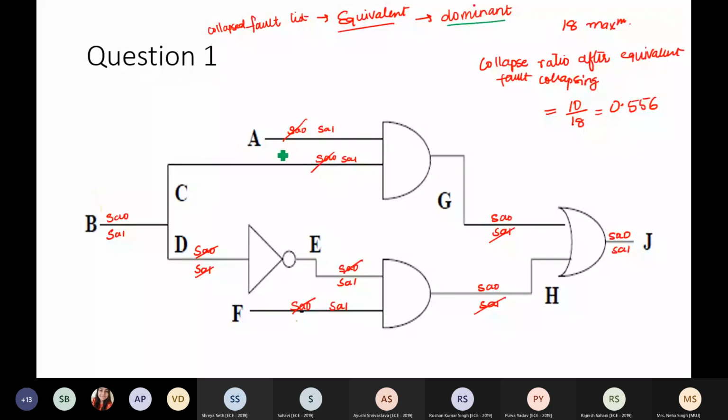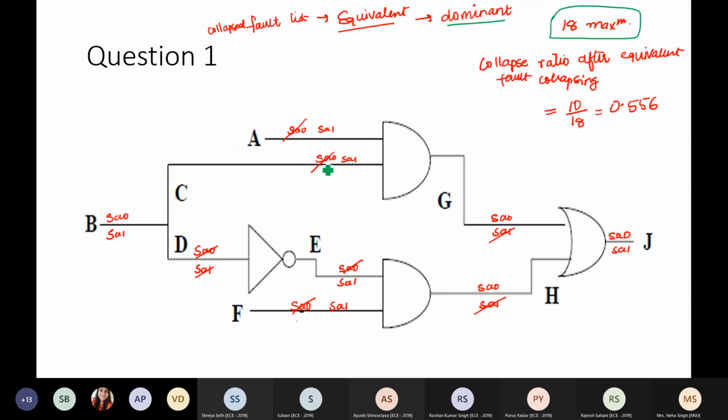So here, of all the possible faults, at every wire I have the exhaustive fault list as stuck at 0 and stuck at 1. So I have a total of 18 faults listed here since I have 9 wires. So 18 is the maximum number of faults that I can have. Right? Out of which, for this AND gate, the stuck at 0 faults at input are collapsed.